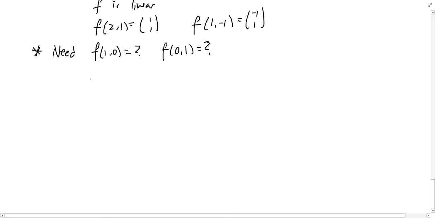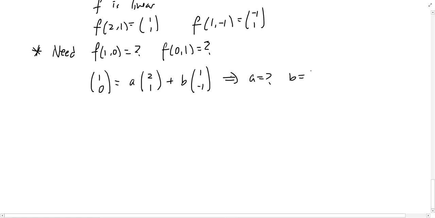So what we need to do is figure out what (1, 0) is in terms of (2, 1) and (1, -1). What we basically want to do is form a linear combination. So let's say (1, 0) is some constant A multiplied by (2, 1) plus some other constant B multiplied by (1, -1). And now all I have to do is solve for A and B. I guess we can just do this one together. It shouldn't be too bad to do.